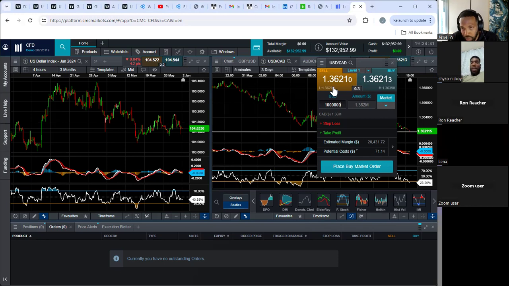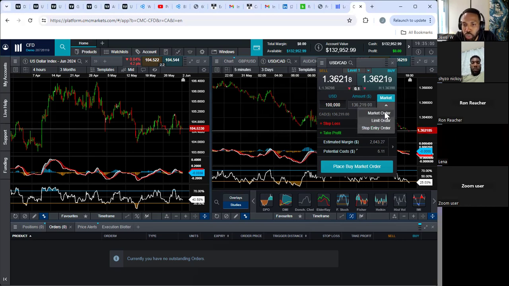Probably like 100 grand. Okay, so we want to start with 100 grand to start. All right, cool. So you start with 100 grand USD, and there's two options. You can go market, meaning whatever the price is, you can buy it at, or you can put a limit in and you specify the price that you want to buy it at, right? So there's two options.